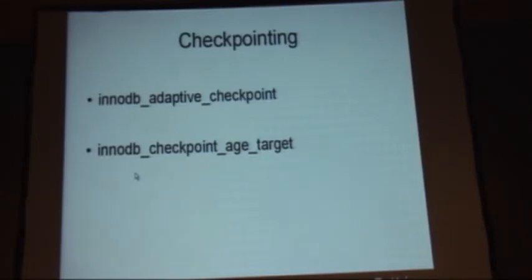InnoDB checkpoint age target, by default it's 0, which disables the feature. This is how you control the max checkpoint age. What does it say? Max checkpoint age async can be controlled by this value. It is not needed to shrink the InnoDB log file size to tune recovery time. So this is how you affect what that age is. And the log section of show engine InnoDB status will actually show you max checkpoint age.